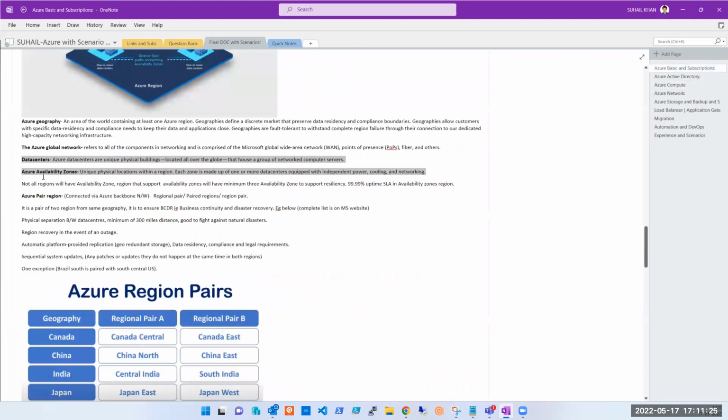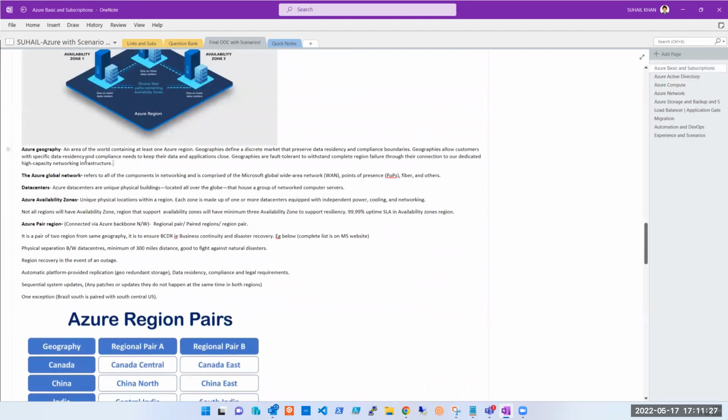Basics, right? So geography, see, this is the definition. What Henty said is correct, but if you want to give a proper definition, this is what you will have to read. And when I'm saying region, you will have to read this. The definition of region is that regions are connected by the Azure backbone network.